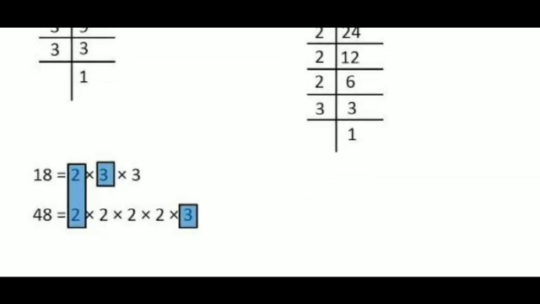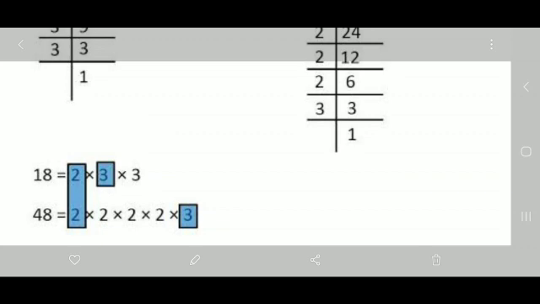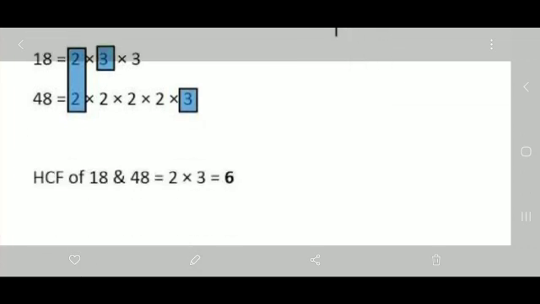That is, 18 is written as 2 into 3 into 3. So 48 is 2 into 2 into 2 into 2 into 3. 4 2's are there, so 1 2 is common in both. 1 3 is also common in both. So what is HCF? Common factors 2 and 3. So HCF is equal to 2 into 3 equal to 6. This is the method to find the HCF using prime factorization.